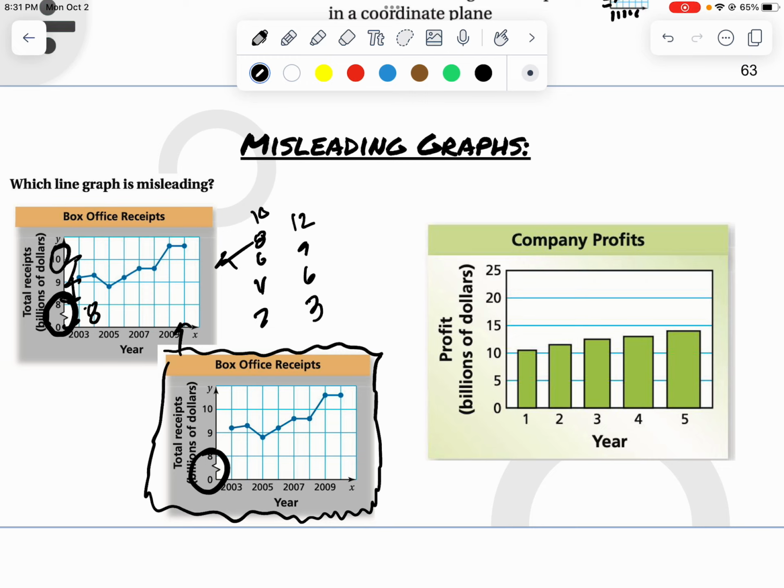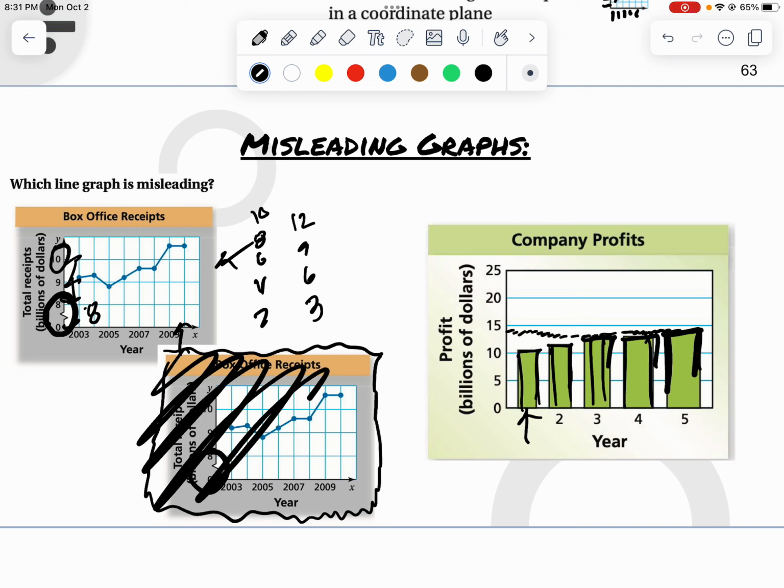If we were to look at this one, look at how the bars get thicker as they get higher. Might not be obviously super misleading, but when the bars get thicker like this, it does make it look like this is way higher than this first one, when in reality, it's really not that much higher at all. So this graph is misleading because the bars are not all the same width.